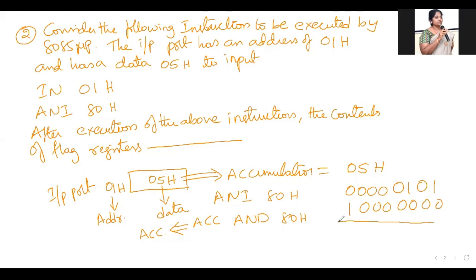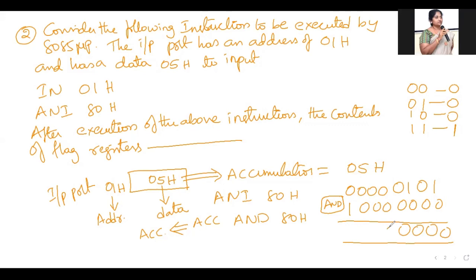Now between these two, AND operation. Already we know the AND operation: if both bits are 1, then the output is equal to 1; otherwise it is 0. So based on this, the result is 0000 0000. The result is completely 0.